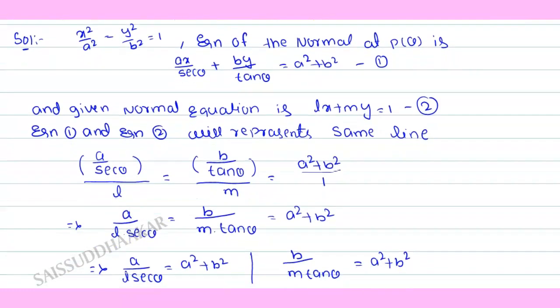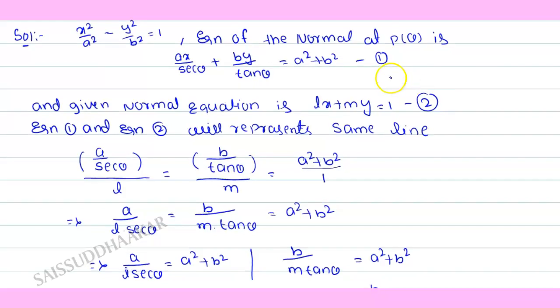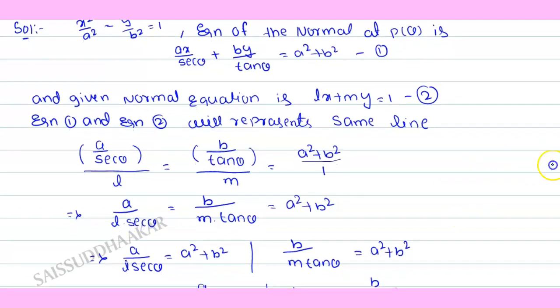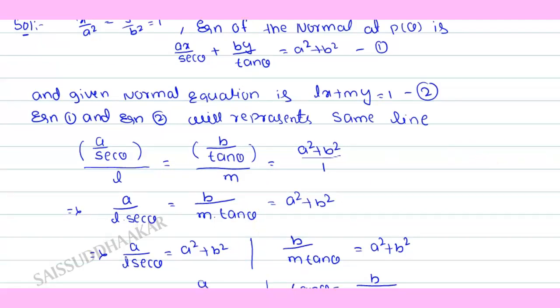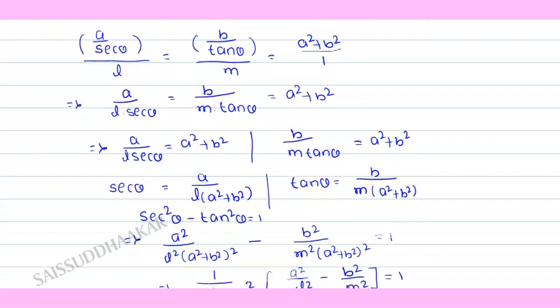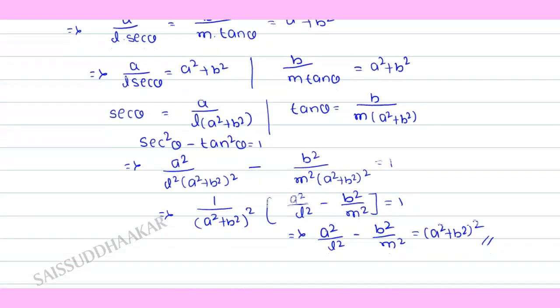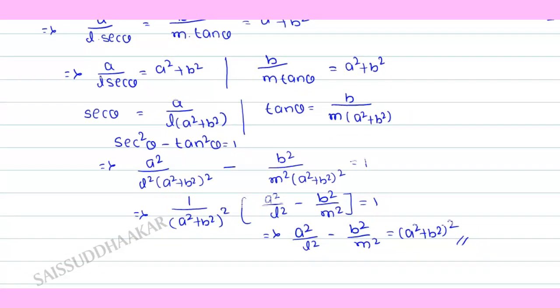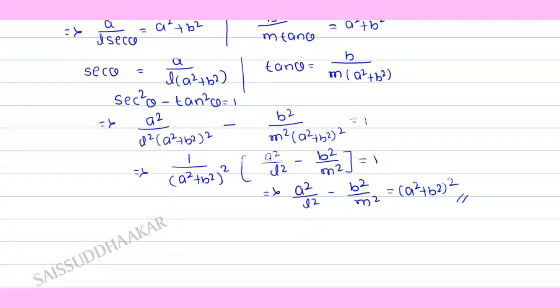So here we have taken the normal form theta value formula. Next, the given line equations 1 and 2 represent the same line. Formula applied: a1 by a2 is equal to b1 by b2 is equal to c1 by c2. And here, substituting the values of secant theta and tan theta, right? So in the identity secant square theta minus tan square theta equals 1, substituting those values here, we are getting the relation asked in the question: a square by L square minus b square by m square is equal to (a square plus b square) whole square.